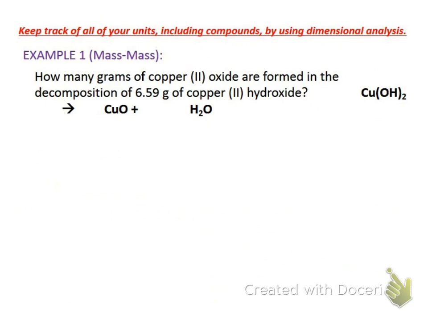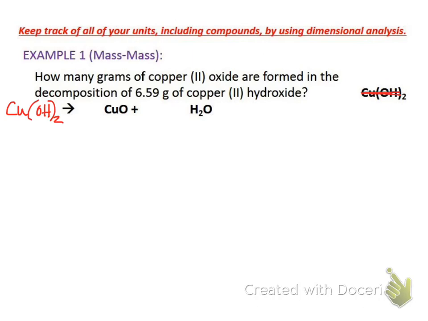All right, let's start with this one. How many grams of copper 2 oxide are formed in the decomposition of 6.59 grams of copper 2 hydroxide? For some reason, on your notes it doesn't do this, but on this one, this really goes over here. So let's move this over here so we can look at it all at once.